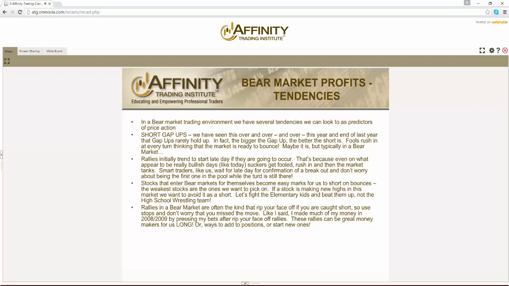Tendencies of a bear market. In a bear market trading environment, we have several tendencies we can look to as predictors of price action. Short gap ups. Again, another day where today we were early on up 149 points. My God, it's like free money raining down on us.